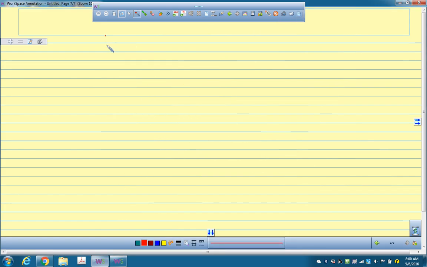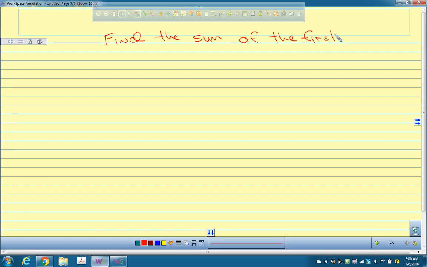Find the sum of the first 15 terms, without cheating, without adding up the first 15 terms, for 13 plus 10 plus 7 plus 4 plus dot, dot, dot.